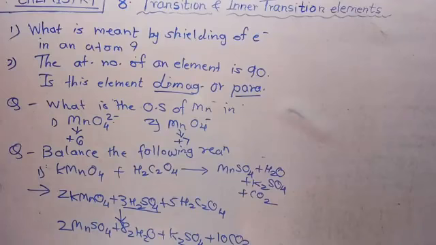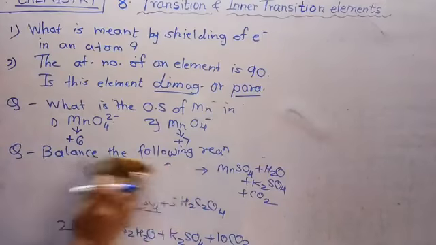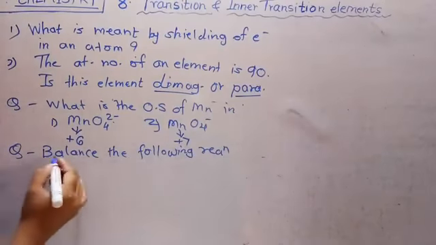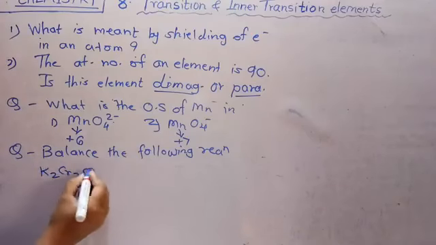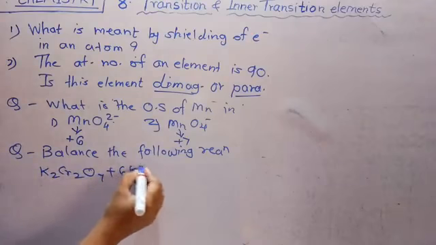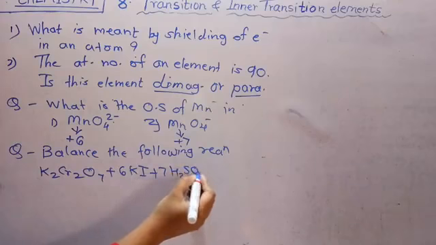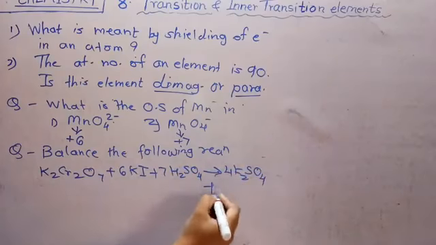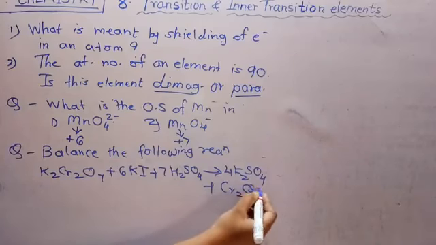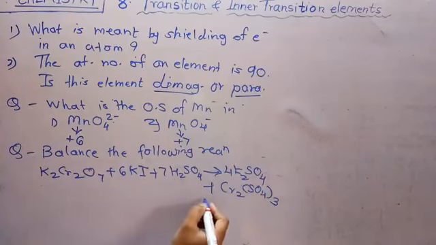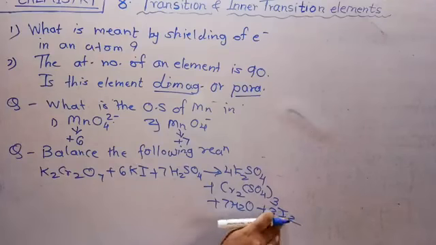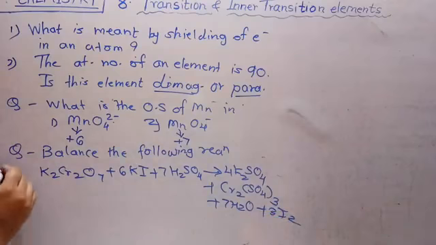Okay? Then there is a second reaction given for balancing. Potassium dichromate K2Cr2O7 plus 6KI plus 7H2SO4 gives 4K2SO4 plus Cr2(SO4)3 plus 7H2O plus 3I2. This is the answer.